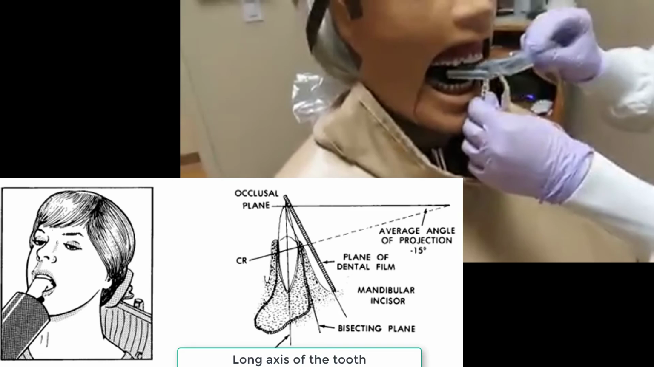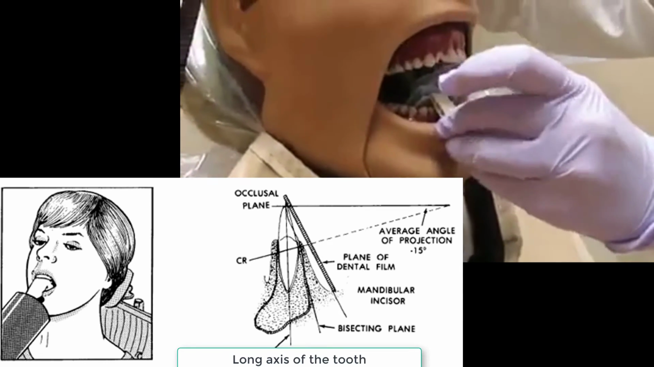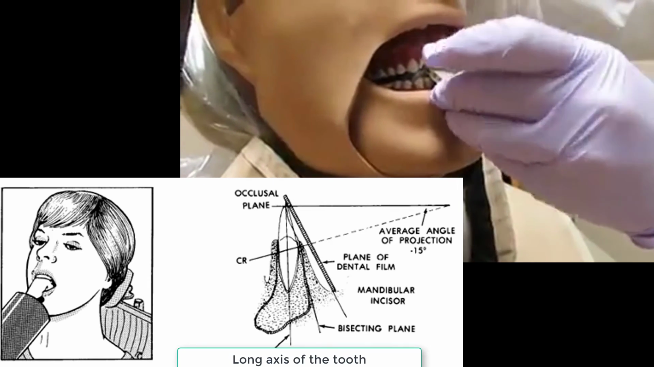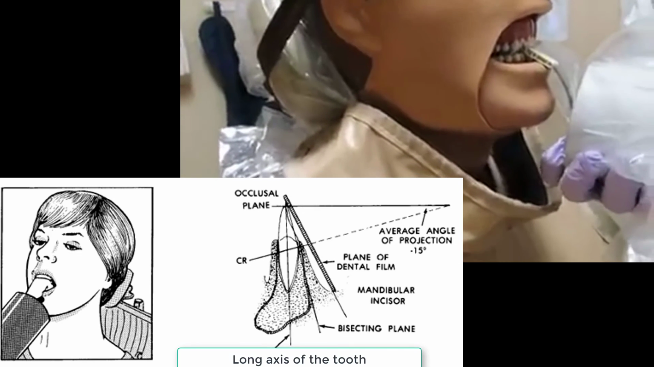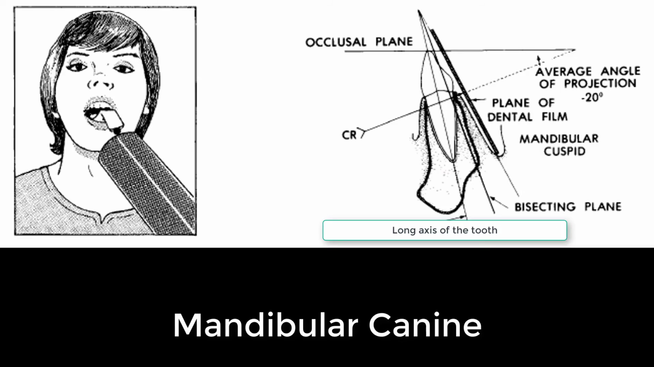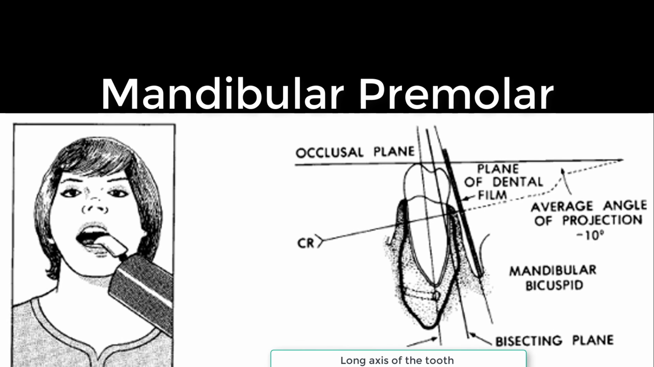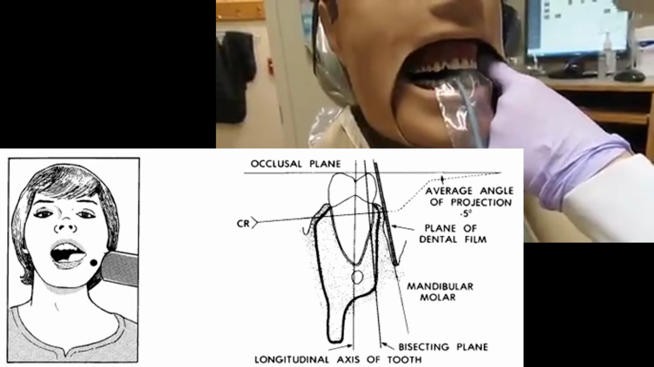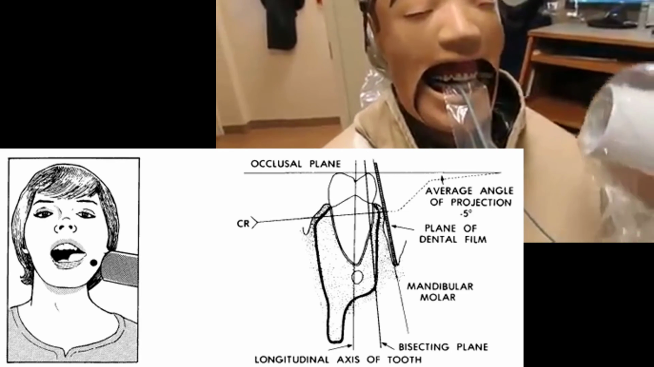When using the bisecting technique for mandibular incisor exposure, the PID should be between -15 to -25 degrees. Therefore, it will be facing upward towards the ceiling. For mandibular canines, the PID will be between -20 to -30. For mandibular premolars, it will be between -10 to -15, and for mandibular molars it will be between -5 to 0.